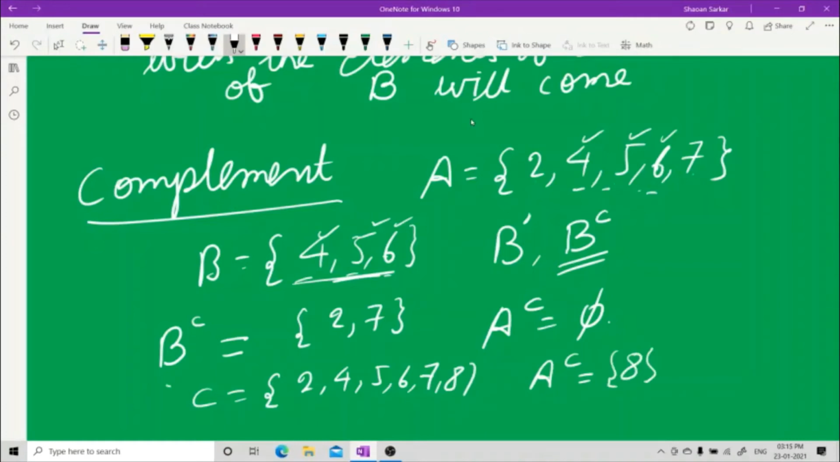Otherwise, suppose this set C is not there. Suppose C is not there, then I will not get this. I hope I've been able to make you understand this thing.